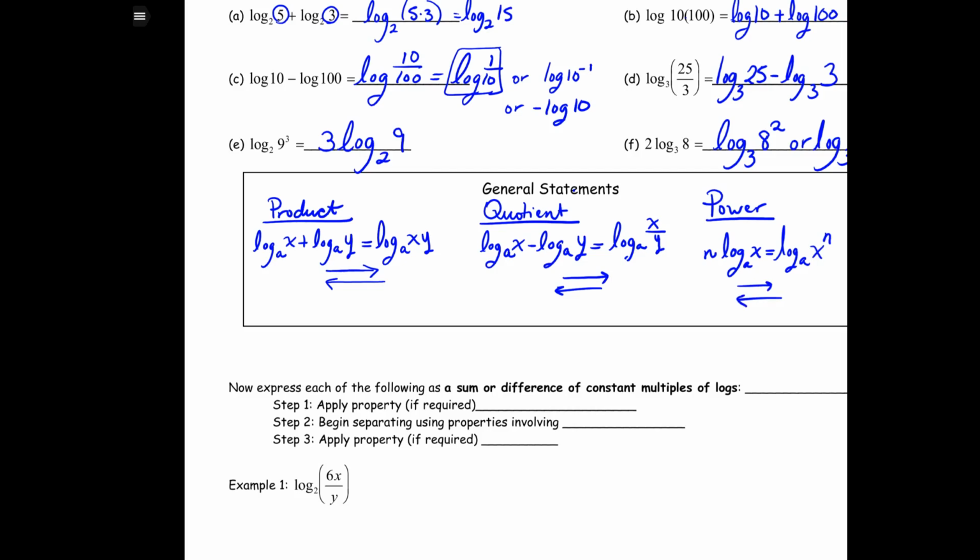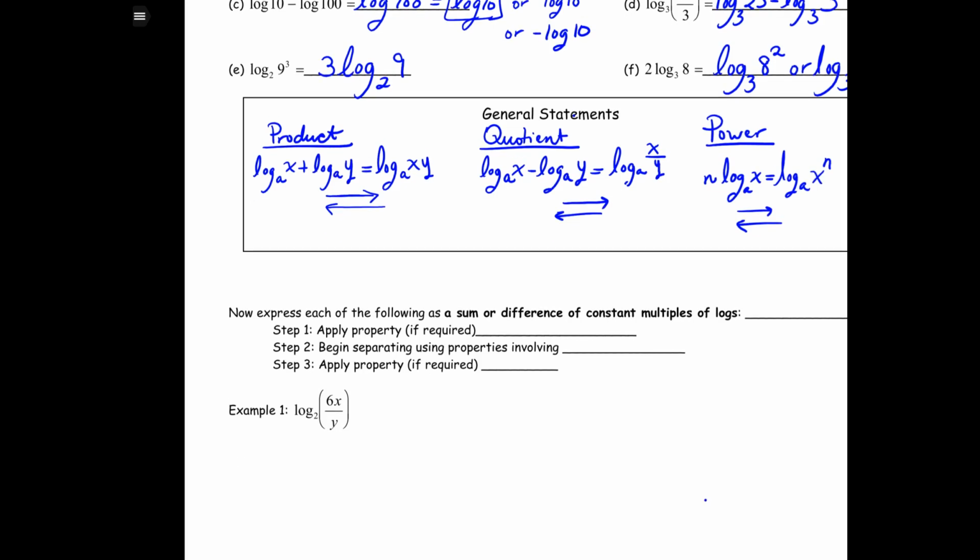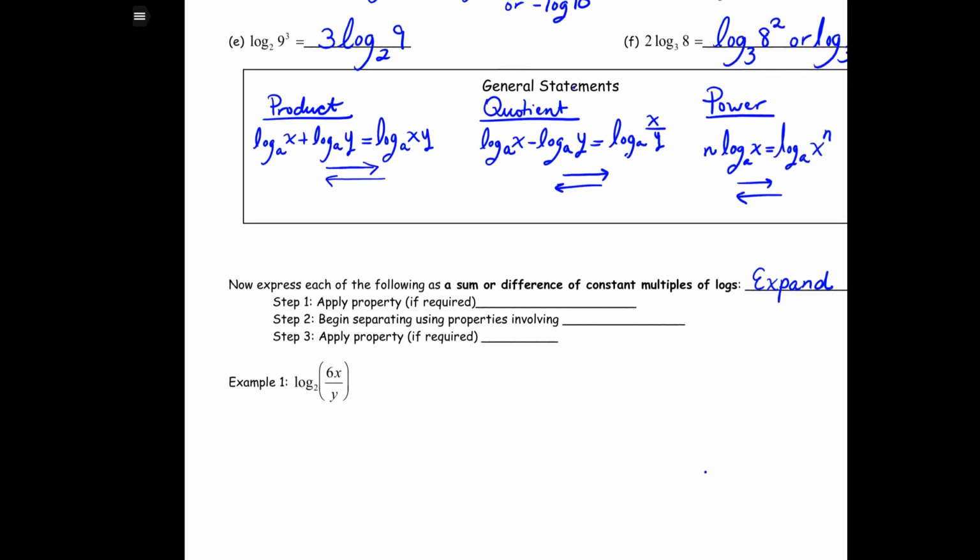Okay, you all picked up on the rules very quickly. So the rest of our focus is going to be how do you use them when there are many rules involved in one. So let's take a look at, first of all, when you are expressing each of the following as a sum or difference of constant multiples of logs, aka when you're expanding one log into the sum or difference of constant multiples. Now, step one is if you have the power property, or an exponent involved, you want to apply the property involving the exponent first. And you'll see how that shows up in a moment.